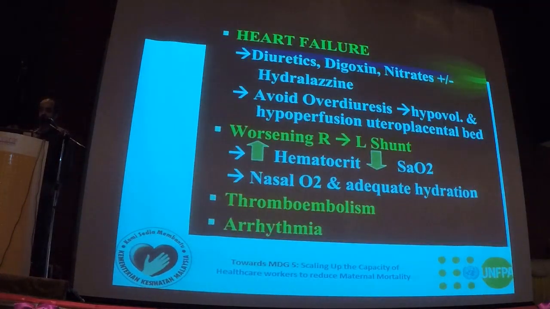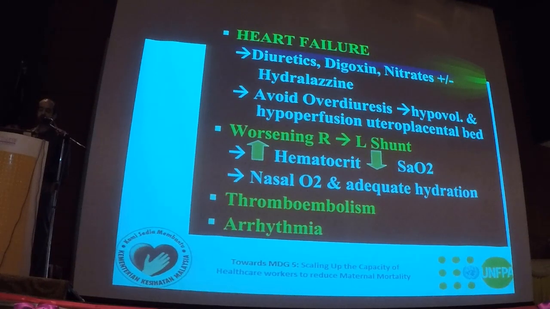So what are the complications of heart diseases? You develop heart failure, which can be managed with diuretics, digoxin, nitrates, and hydralazine. You have to avoid overdiuresis, as this will cause hypovolemia and hypoperfusion. Worsening right to left shunt. Now this is the most worrisome, if you ask me, and this causes increased hematocrit, reduced SpO2. So basically, we just give nasal prong oxygen and adequate hydration. Thromboembolism and arrhythmias are the other complications.